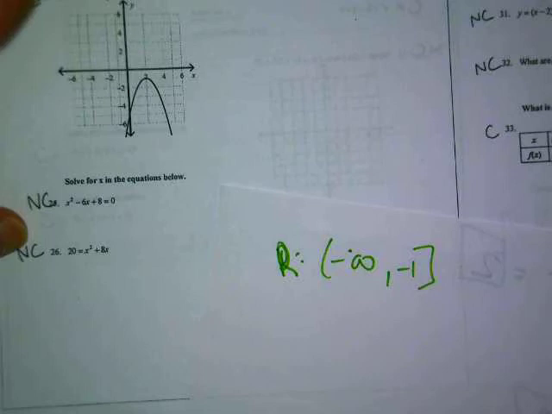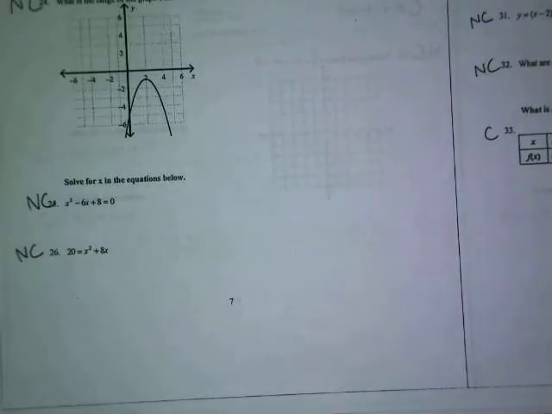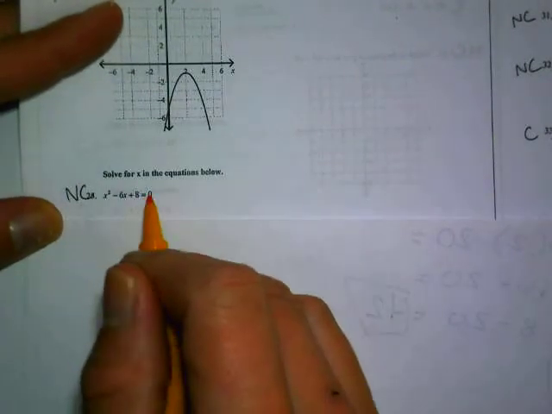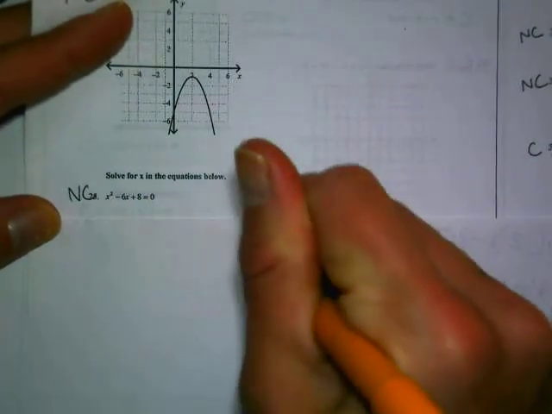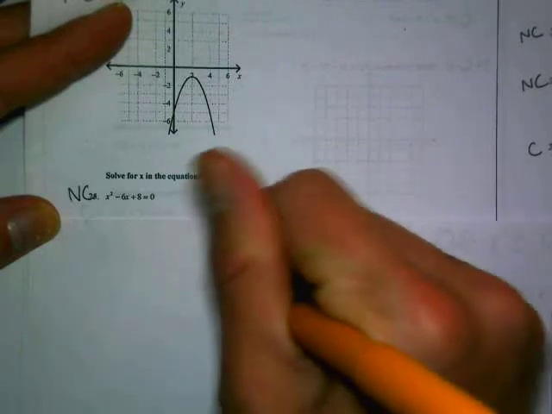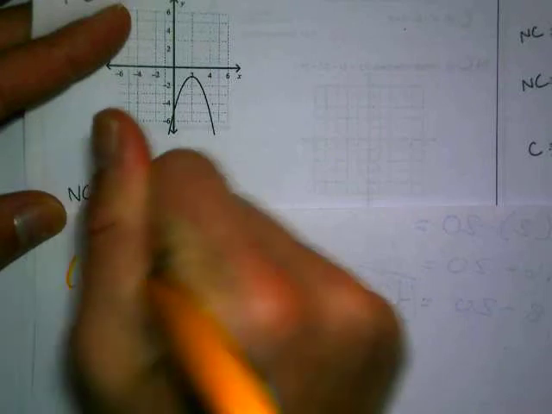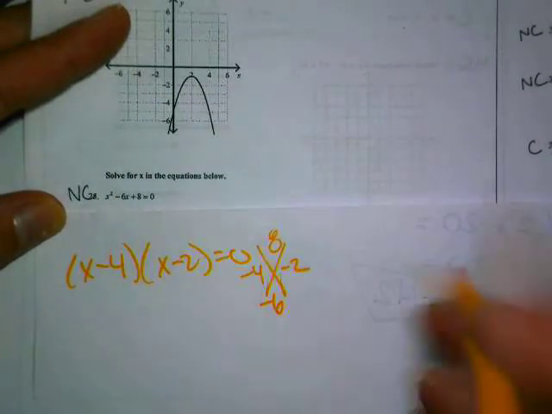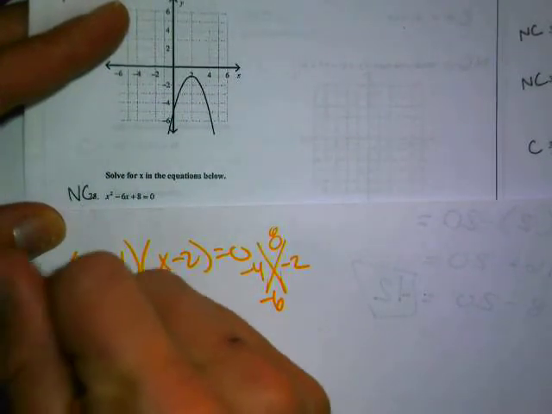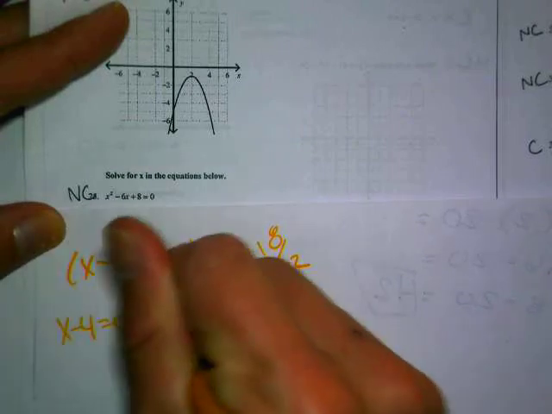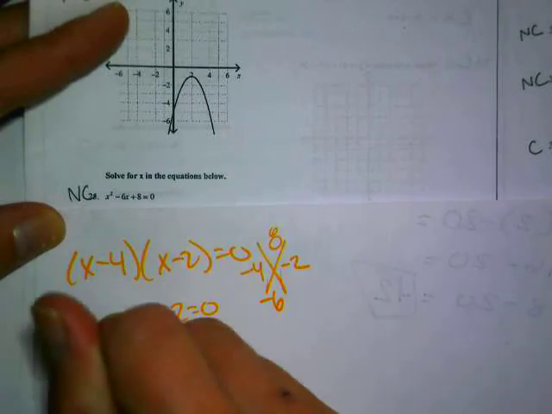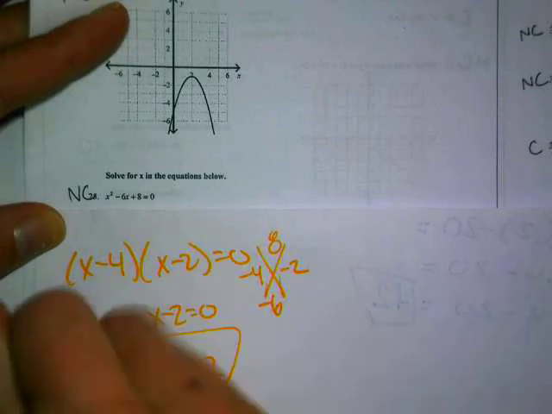All right, 25. 25 is like the stuff we just did, so we're going to solve the equations. So I need to factor this. What two numbers multiply to give me 8, add to give me negative 6, and that's negative 4 and negative 2. So x minus 4, x minus 2. Set them both equal to 0. X minus 4 equals 0. X minus 2 equals 0. So x equals 4 and 2.